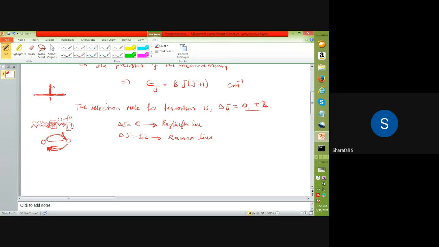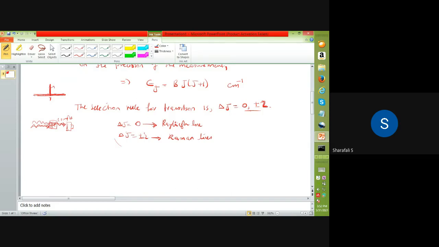Even if you consider different molecules, the total polarization will be symmetric. So that's why we have delta J equal to plus or minus 2 as the selection rule. When the molecule completes that rotation, it possesses this symmetry. I'm not going to explain this here; it is also in your textbook.